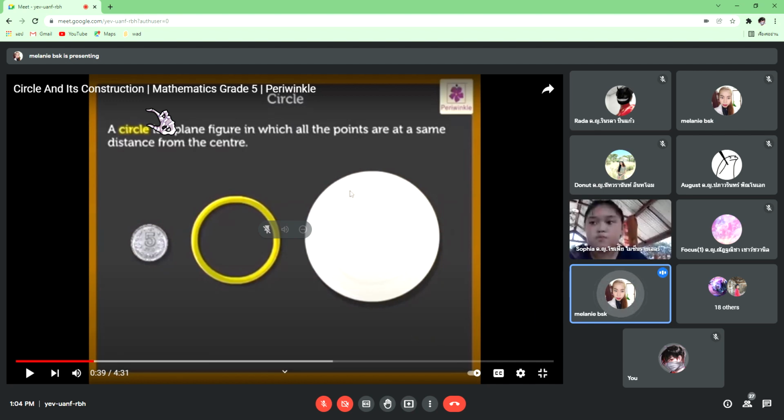Okay, it is a plane figure in which all the points are at the same distance from the center. So we have a point in here. All the points in here, they are all the same distance from the center, children. Okay, now we're going to move on.